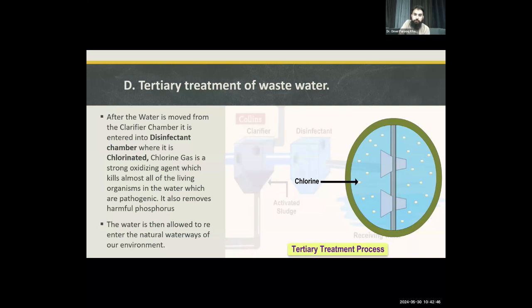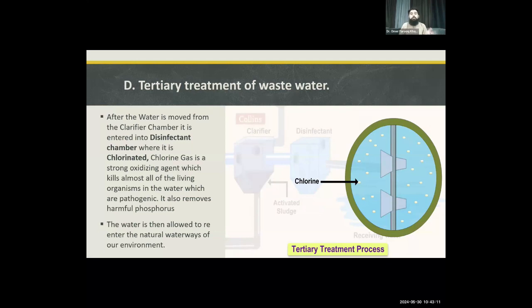So now we come down to the tertiary treatment of wastewater. After the water is moved from the clarifier chamber, it enters the disinfectant chamber, where it is chlorinated. Chlorine gas is a strong oxidizing agent which kills almost all of the living organisms in the water which are pathogenic. It also removes harmful phosphorus compounds as well. So this is a tertiary treatment process.